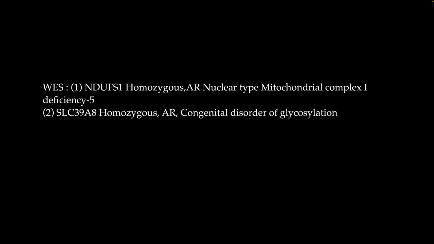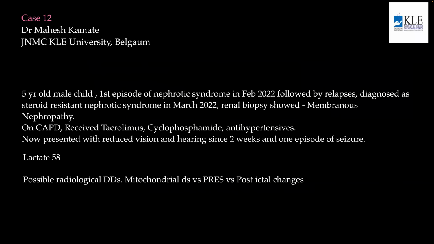So the next case is a 5-year-old male child who came to us with the first episode. He was diagnosed with the first episode of nephrotic syndrome earlier this year, that is Feb 2022. He did not respond to the usual treatment. He persisted to have edema and proteinuria. And after 1.5 months, he was diagnosed to have steroid-resistant nephrotic syndrome. That is in March. His renal biopsy showed membranous nephropathy.